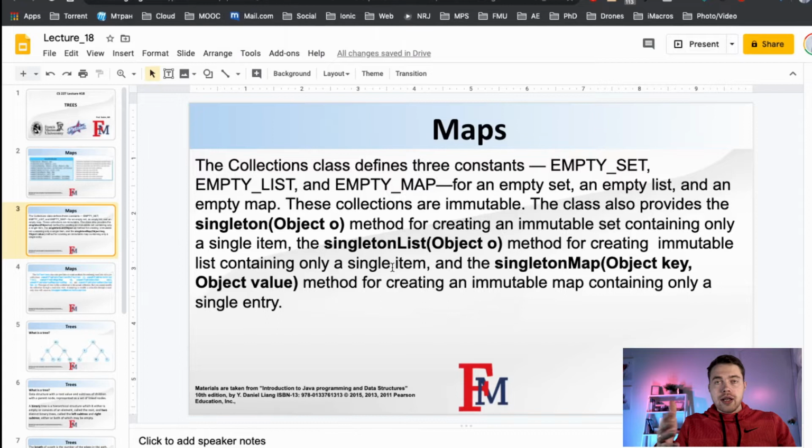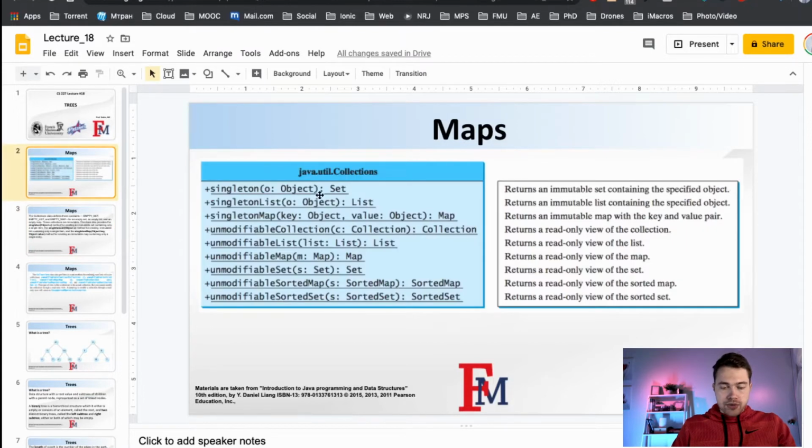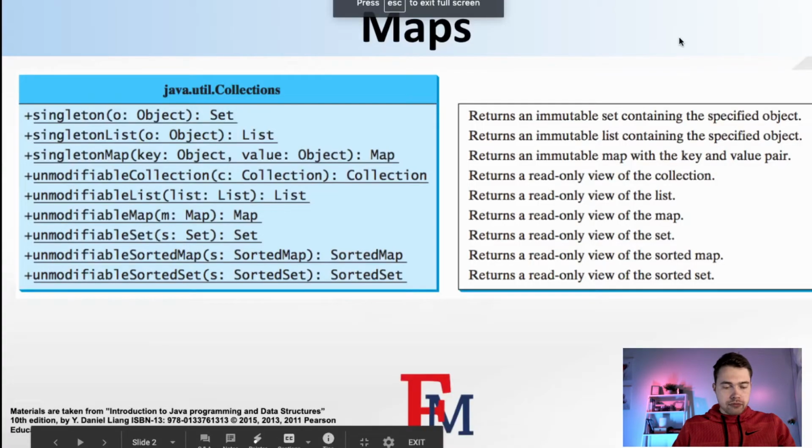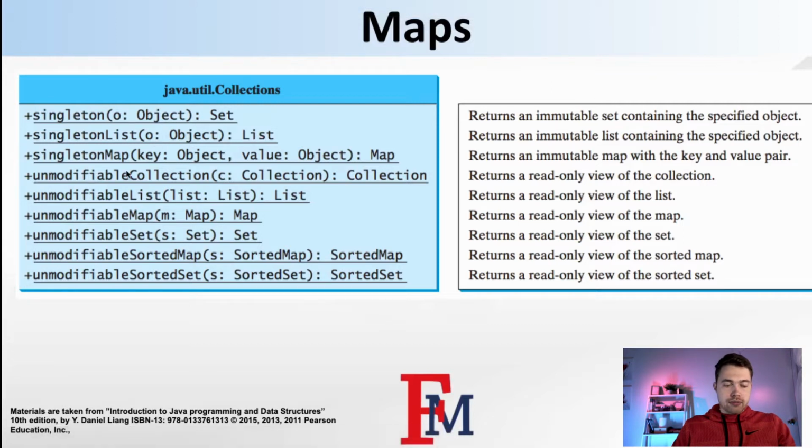If it is a singleton list, or a singleton set, it's the same thing: a list or set with only one item. One item and one item only. That's called singleton. So what do we have here? Singleton object set returns an immutable set containing the specified object. Basically it creates a set with only one object, the one which you pass in. Same thing with singleton list, which returns the list. Singleton map: you pass in a key and value, and then it returns the map.